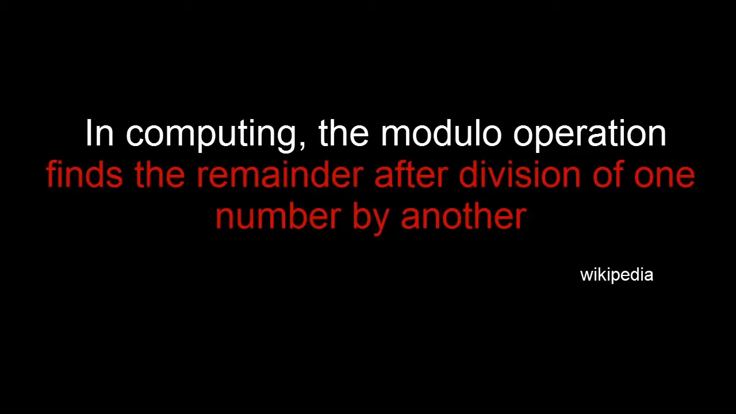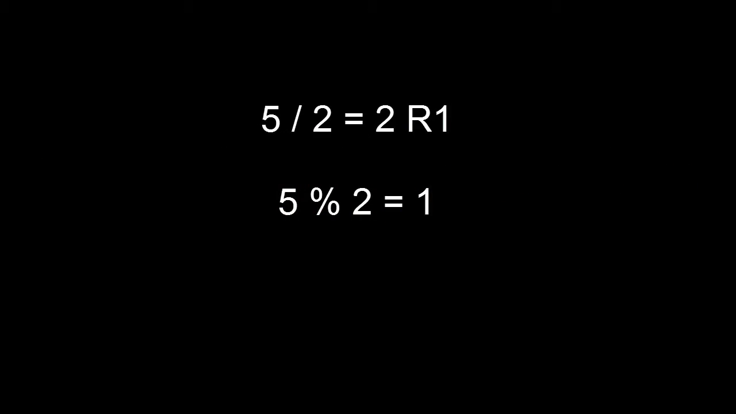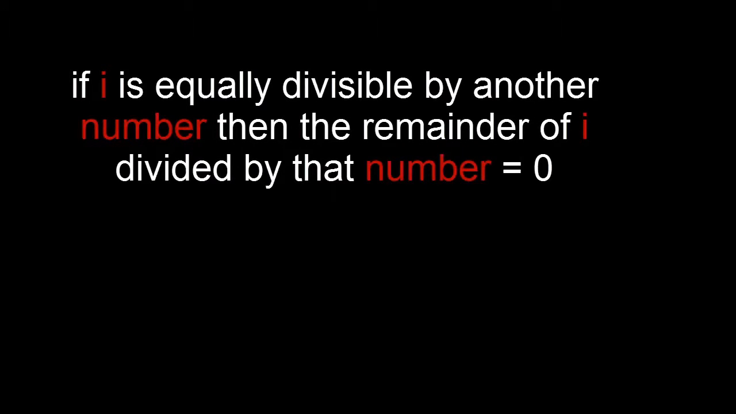According to Wikipedia, modular division finds the remainder after division of one number by another number. So, for example, if we divide 5 by 2, the answer is 2 with a remainder of 1. But in modular division, the result is 1. It is the remainder. Notice that in modular division, we use the percent sign in place of the slash. We're really not concerned with the actual result. What we are concerned with more is whether or not it is equal to 0.